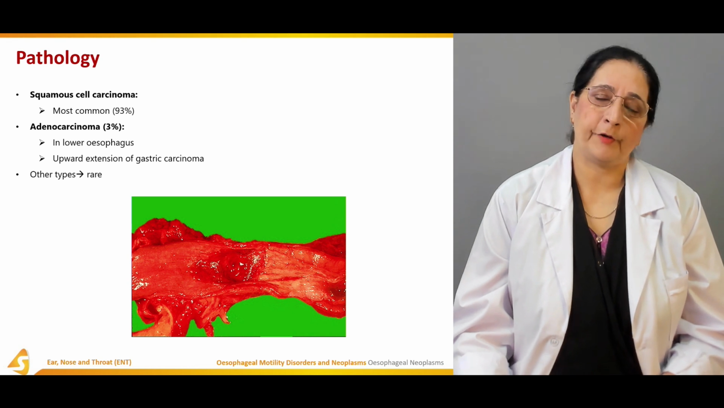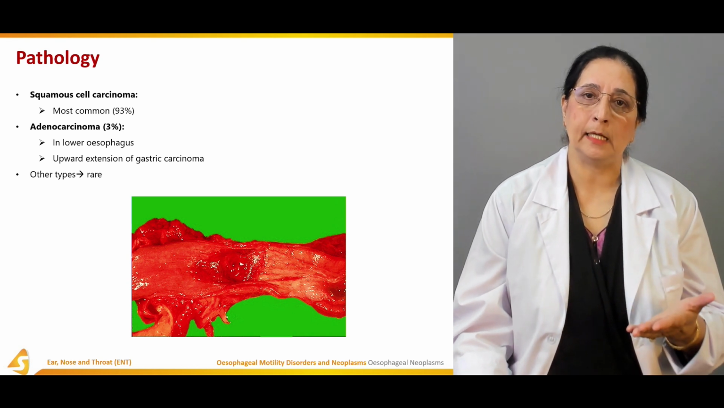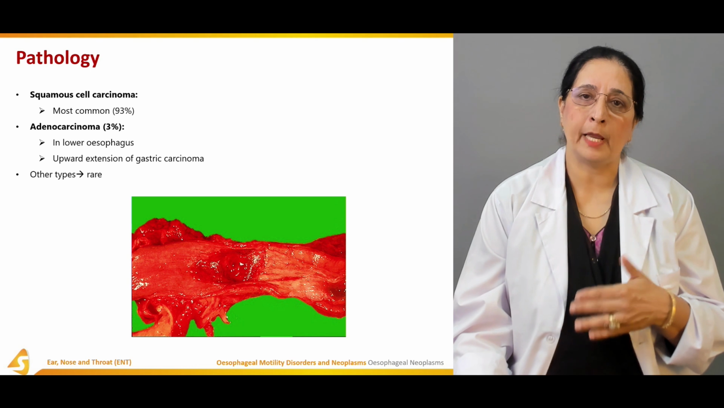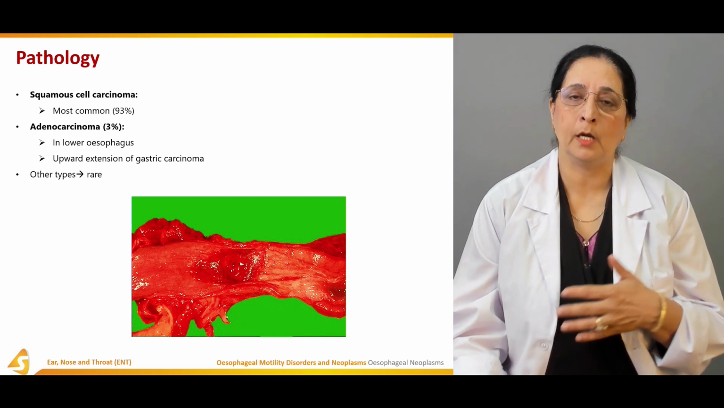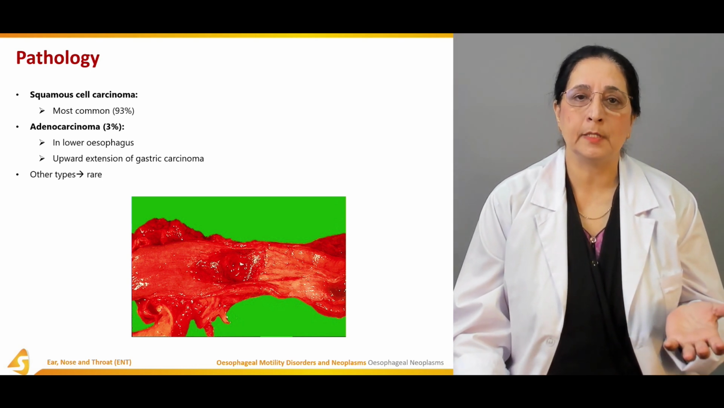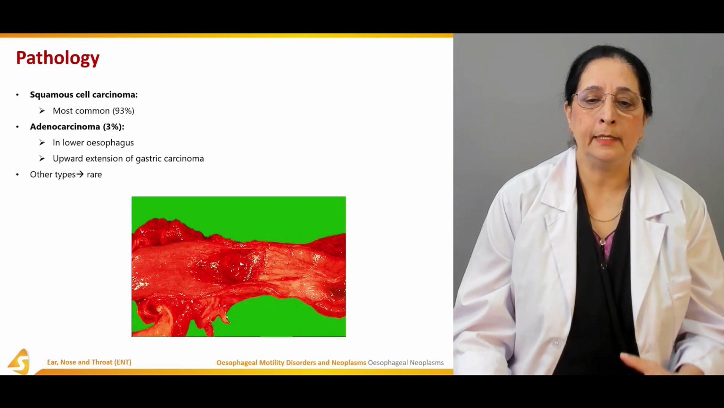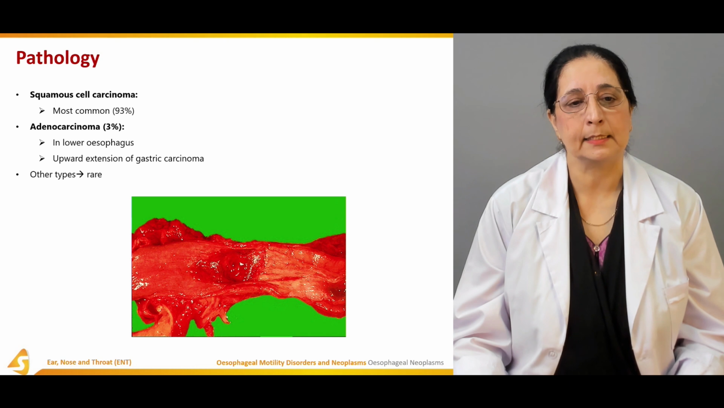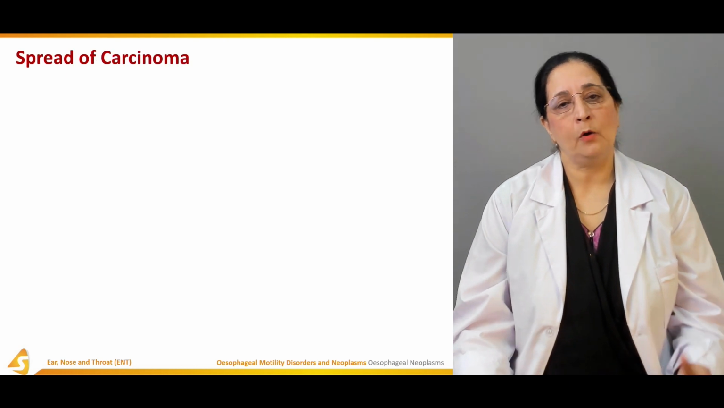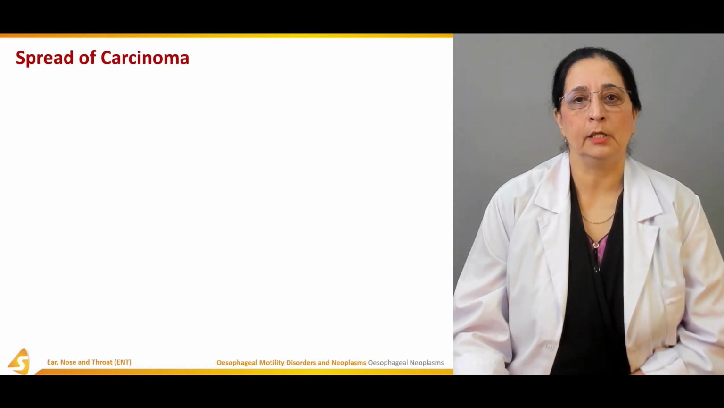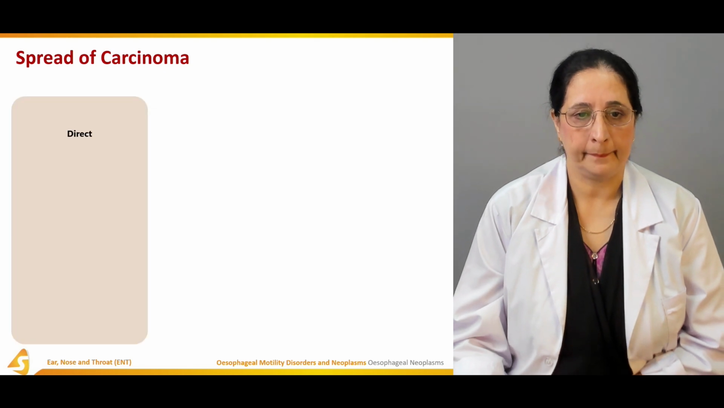Other types are rare. So the most common is squamous cell carcinoma, and some types of adenocarcinoma, about 3% of adenocarcinoma cases, are also present in the lower esophagus. Next, how the esophageal carcinoma spreads.